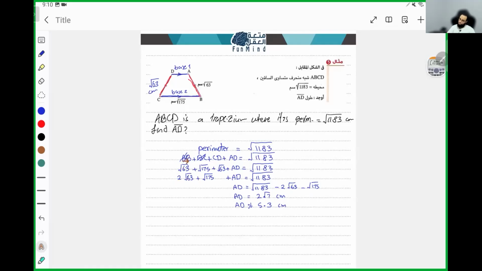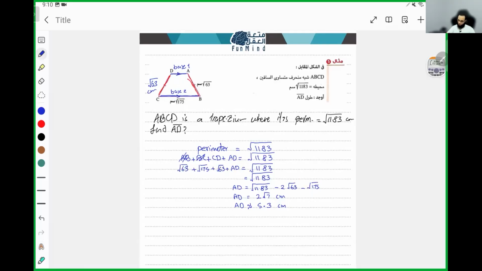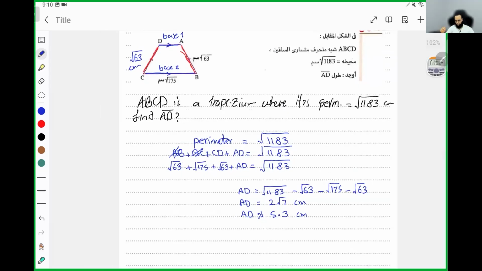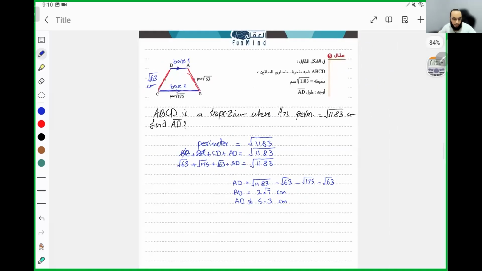And also you can do it like that without this step. You can get rid of this step and go with this root to the other hand side with the negative and also this root to the other hand side with the negative. You know, you can do it like that. Negative root 63 negative root 175 negative root 63. It works also. You got it? Like an equation. Yes, it's an equation.